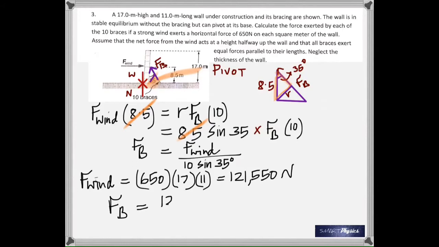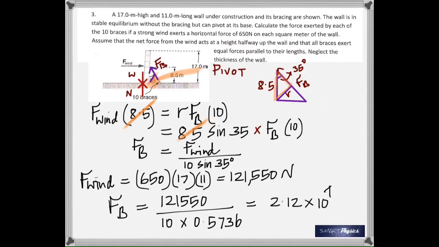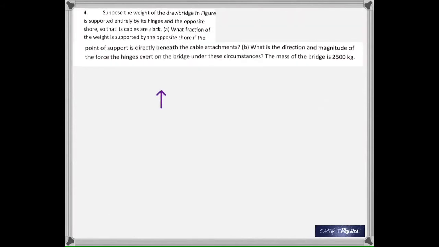And where is that acting at? At the center. Okay, so now when you substitute into this equation, you get 10 times sine 35, which is 2.12 times 10 to the 4 newtons. That is the force that has to be acting on each brace so that it prevents the wall from toppling over. Okay, so that is the third question now.